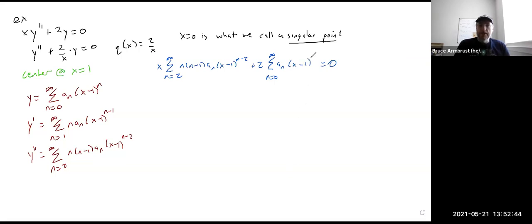All right, so same goal as before, which is, let's use the algebra to help us do this. Let's first bring things in. Okay, so that 2 is going to come in. That's nice and easy. Sum from 0 to infinity, 2 a sub n times x minus 1 to the n.